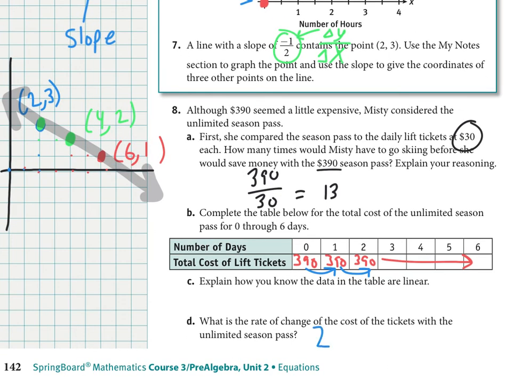But since it's constantly staying at 0, that does meet the condition. That is linear. The slope in this case would just actually be 0. There is no rate of change. It doesn't matter how many days you go. The total cost is $390 constantly.